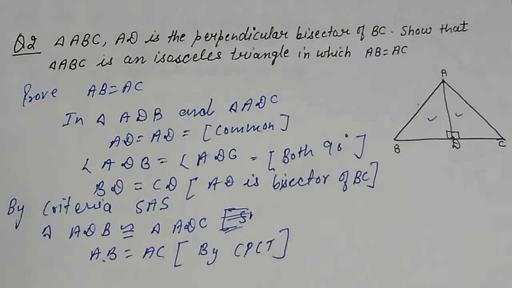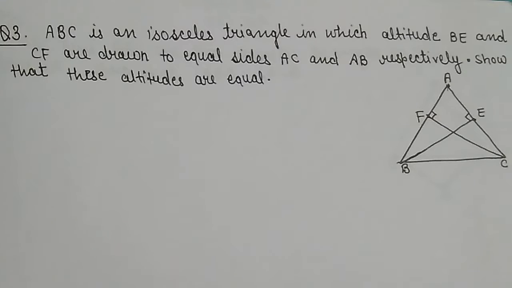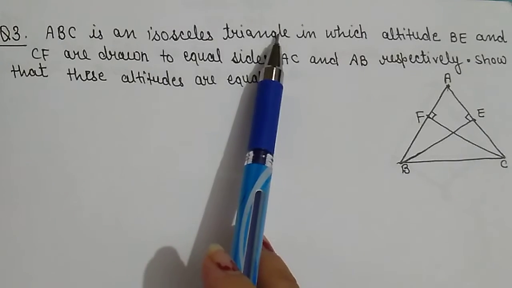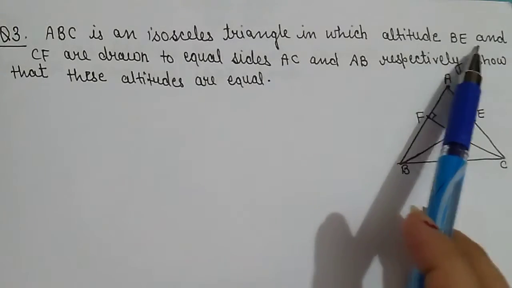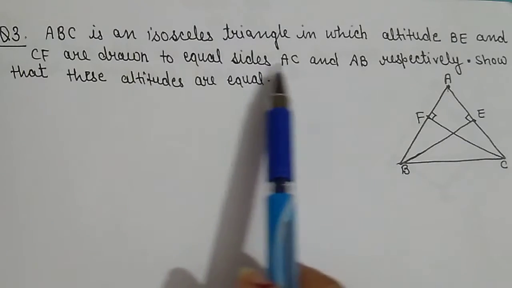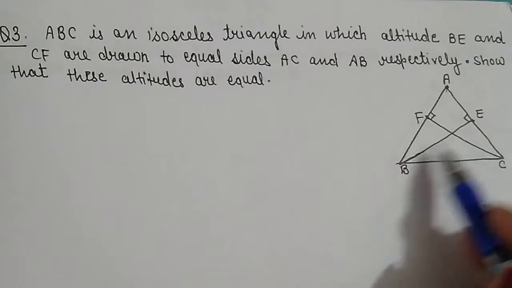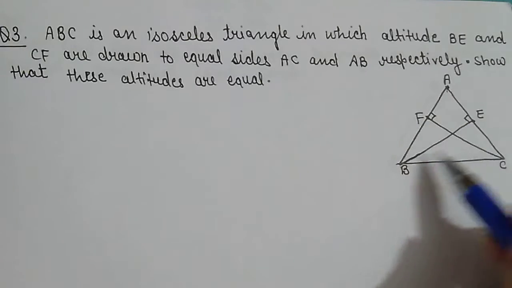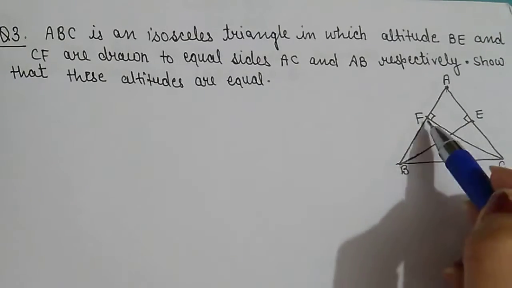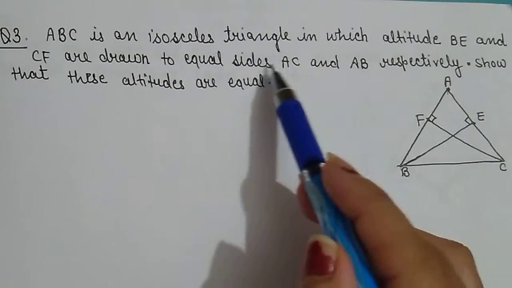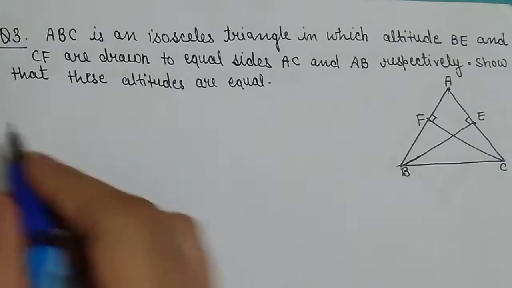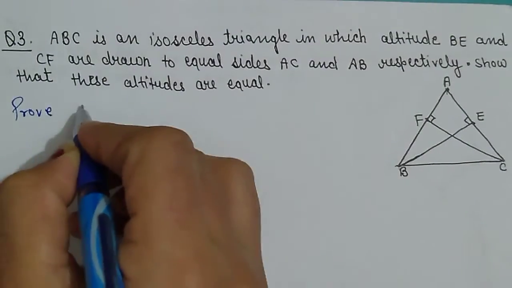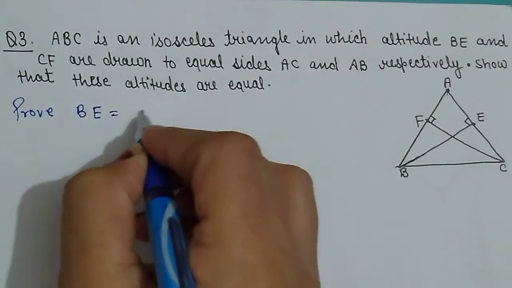I hope you have cleared the first two questions. Now come to question number 3. ABC is an isosceles triangle in which altitudes BE and CF are drawn to the equal sides AC and AB respectively. Show that these altitudes are equal, that is, BE is equal to CF.